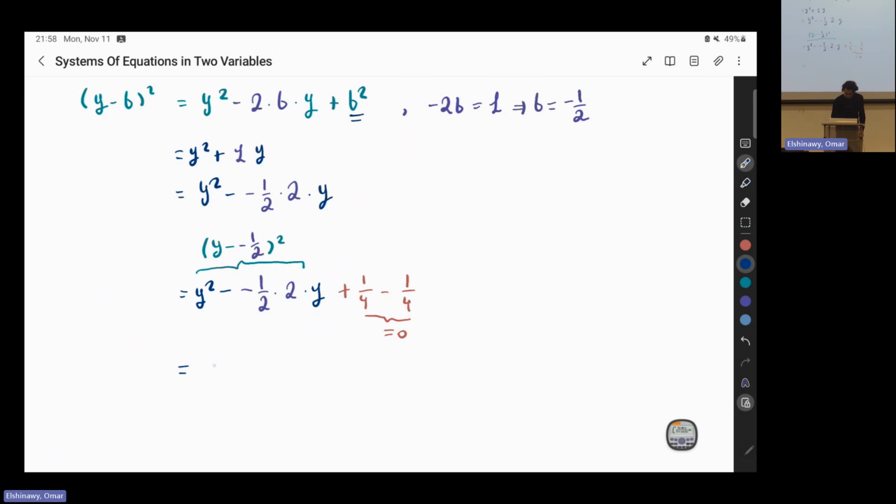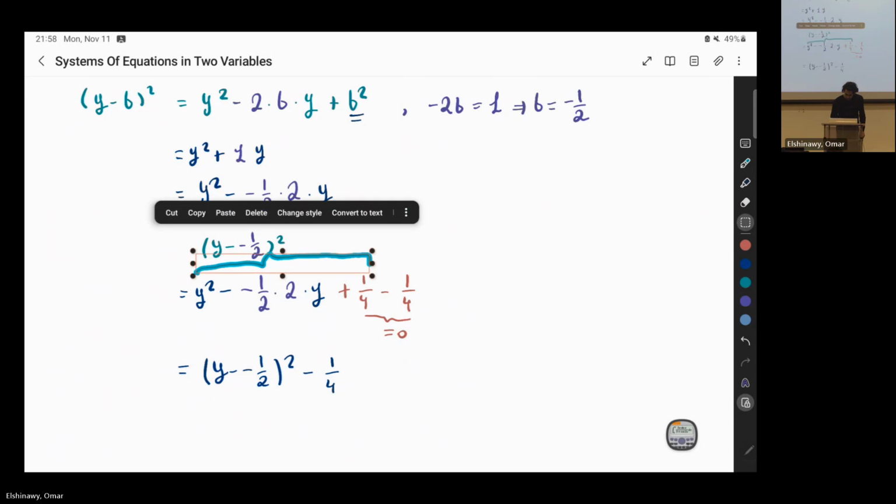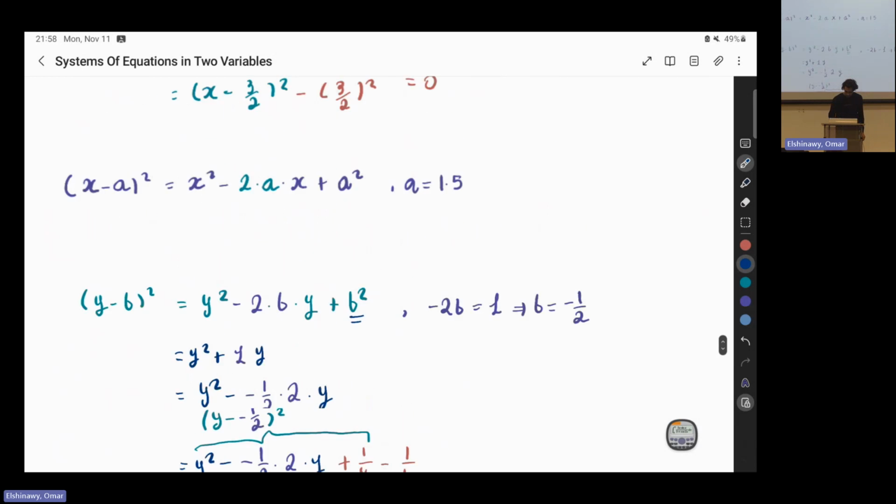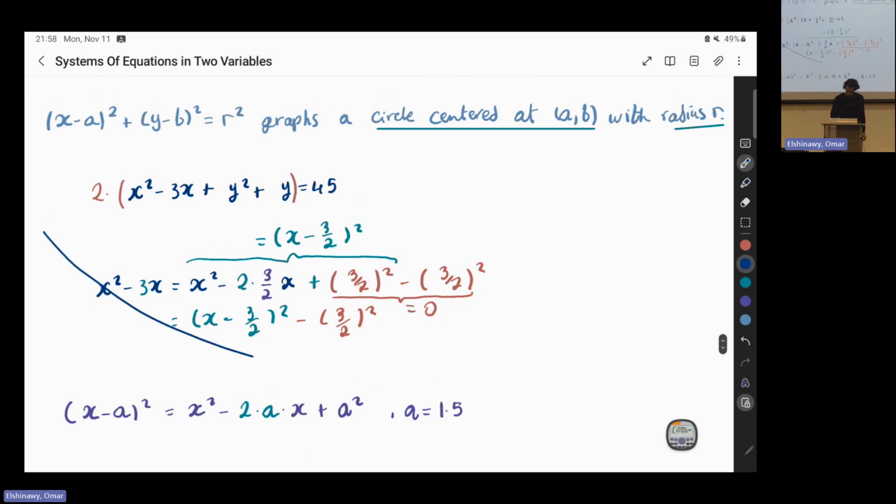So I write this down. I write y minus negative half squared, minus 1/4. I added 1/4. Oh, sorry, this is a mistake. I should add it on, and then I take away 1/4. So this is an equivalent expression for y squared plus y. y squared plus y can be written like this. And then we're almost done, because this was my original expression.